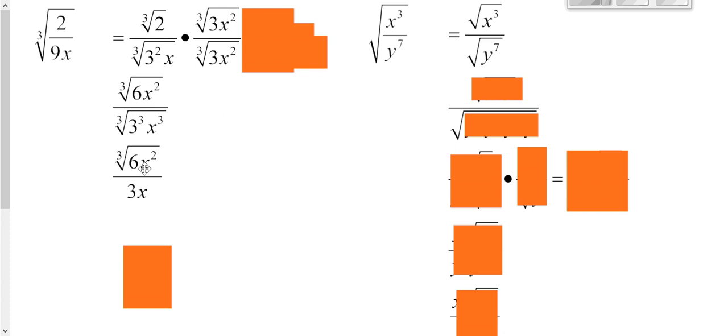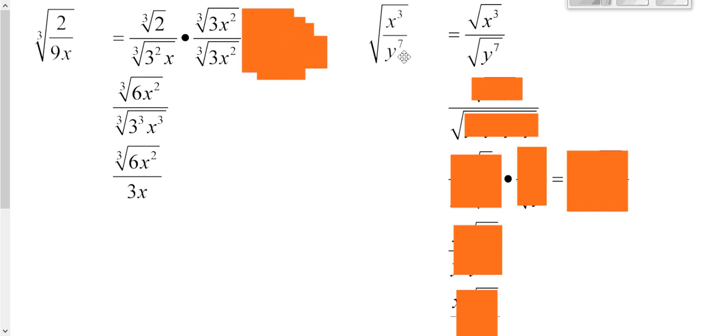Well, the exponent on our x is 2, which is smaller than our index of 3 in front, so we cannot simplify our x squared. And the only thing that gives us a 6 is a 2 and a 3. Neither one of them are perfect cubes, so we cannot pull anything out of the top. So that's it. That's our final answer.